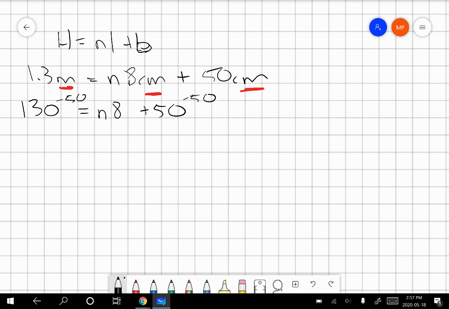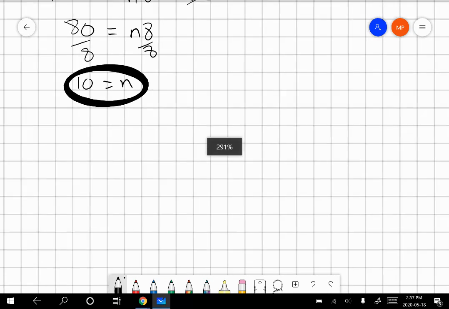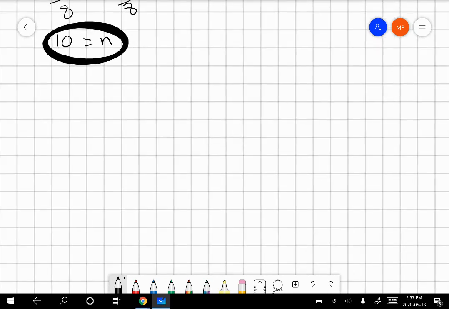First thing you got to do is subtract 50 from both sides. So 130 minus 50, I think, is 80. You can check my math on that. And of course, the 50 will just go away on the other side. And then the last step is just to divide by 8. 80 divided by 8 is 10. That's what n is equal to, and there you go. N is equal to 10. So that means you can stack 10 of these things without going over that upper limit.